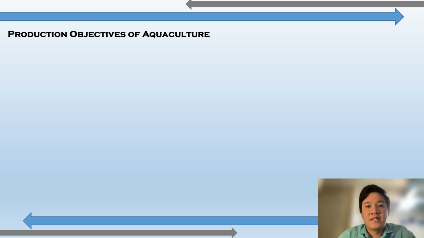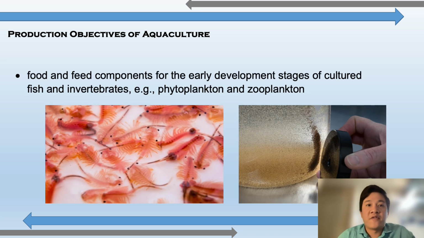Another production objective is food and feed components for the early development stages of cultured fish and vertebrates, such as phytoplankton and zooplankton. So this aquaculture production is usually interconnected to those ventures engaged in hatchery of cultured species that will then be subjected to grow-out production. For example, is the brine shrimp, which is an aquaculture product that is also used as a source of nutrition in the hatchery of other commercially important and high-valued species for their larval development.